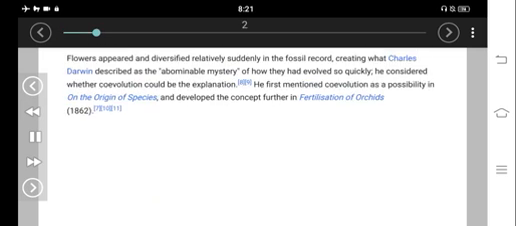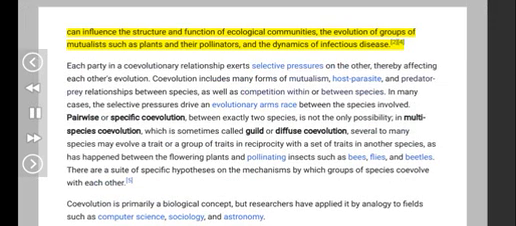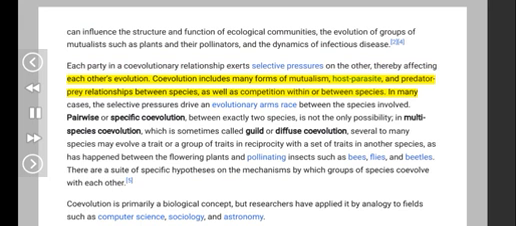2-3. More recently, it has also been demonstrated that coevolution can influence the structure and function of ecological communities, the evolution of groups of mutualists such as plants and their pollinators, and the dynamics of infectious disease. 2-4. Each party in a coevolutionary relationship exerts selective pressures on the other, thereby affecting each other's evolution. Coevolution includes many forms of mutualism, host-parasite, and predator-prey relationships between species, as well as competition within or between species.